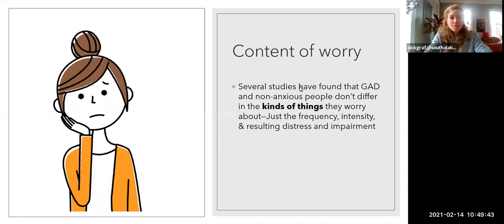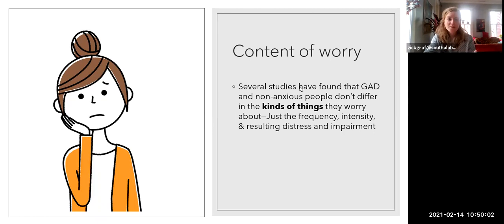So in GAD, multiple studies have now found that the things that people with generalized anxiety disorder worry about aren't any different from the things that everybody worries about. They only differ in the intensity of their thinking about it, the frequency, and the distress and impairment that come from the process of worrying.